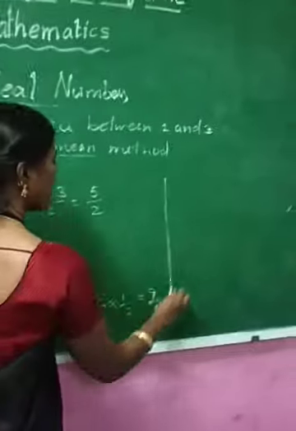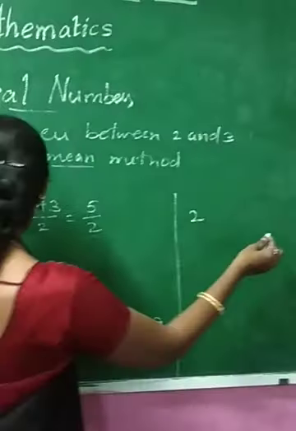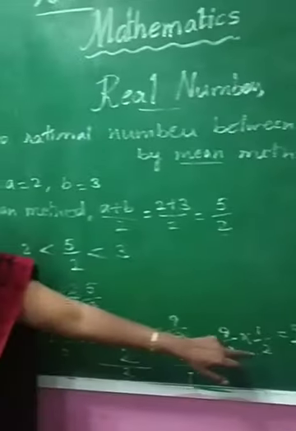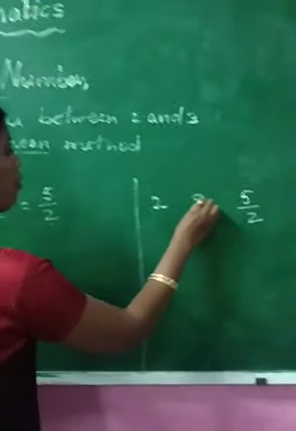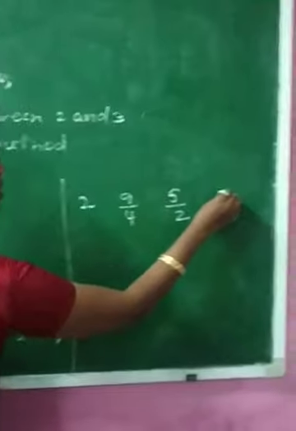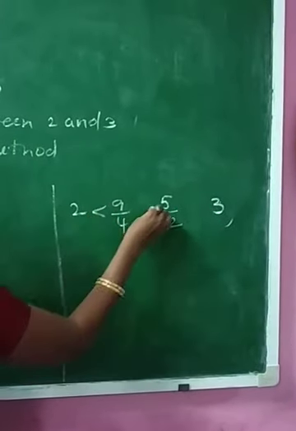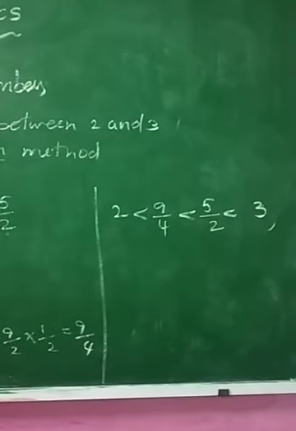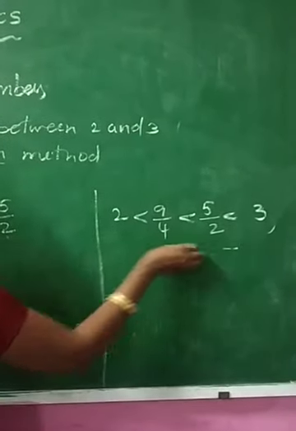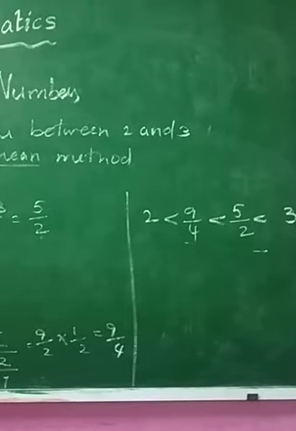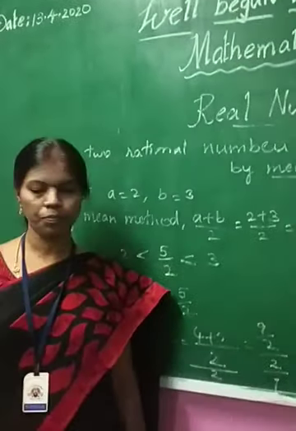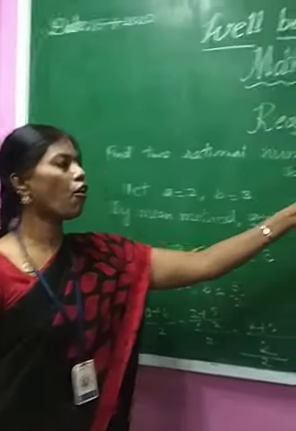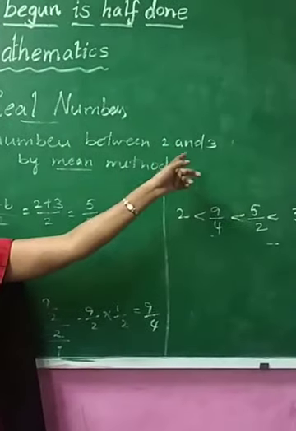So how to represent it now? 2 and the number we took, 5 by 2. In between 2 and 5 by 2 we got 9 by 4. And the other number is 3. So 2 is less than 9 by 4, less than 5 by 2, less than 3. So we got two rational numbers. What are the two rational numbers? 9 by 4 and 5 by 2. So this is one method, by the mean method we found the two rational numbers between 2 and 3.